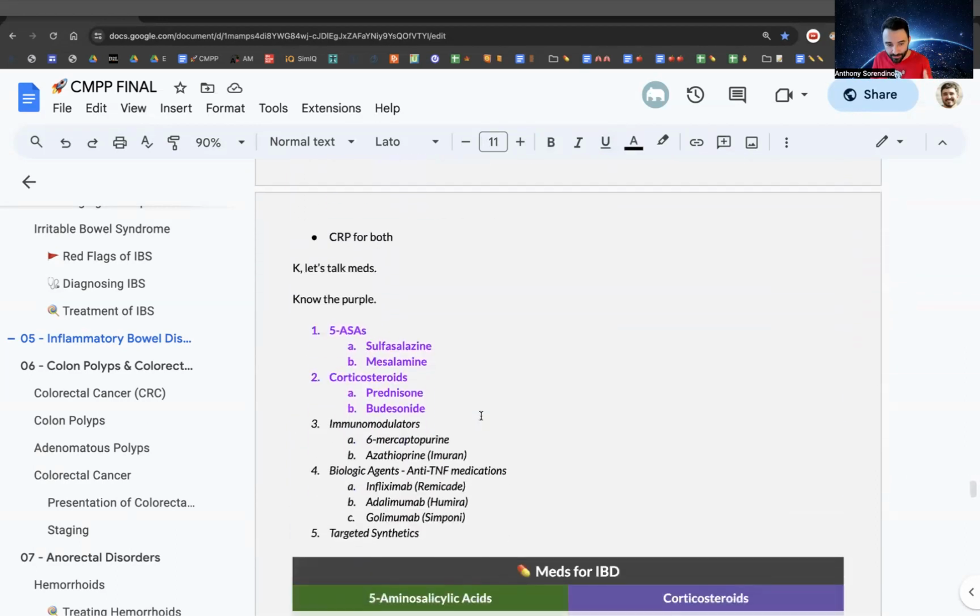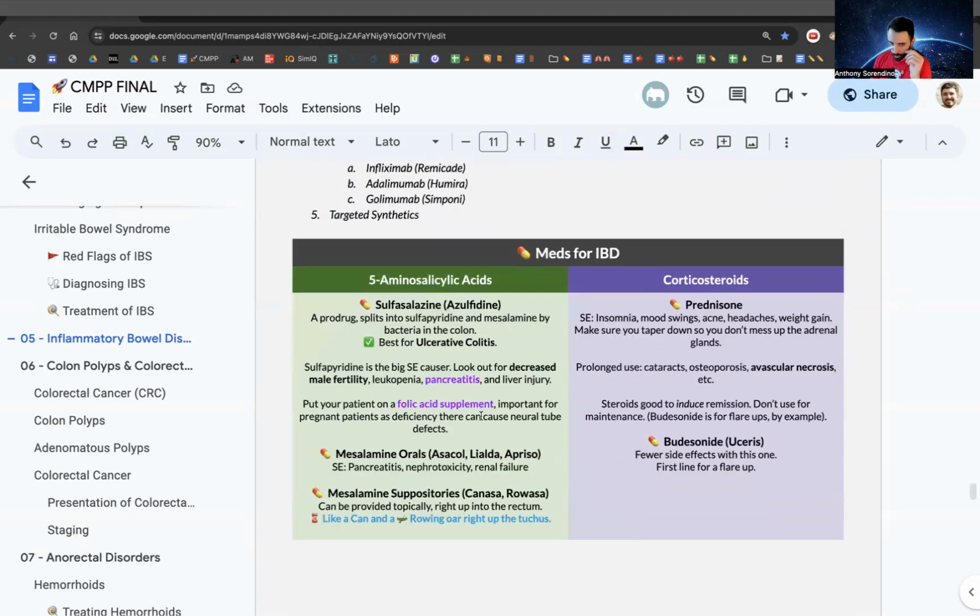It's in general, so definitely know that. Okay, more meds. All right, so there are meds for IBD. Let's just go through them real quick.